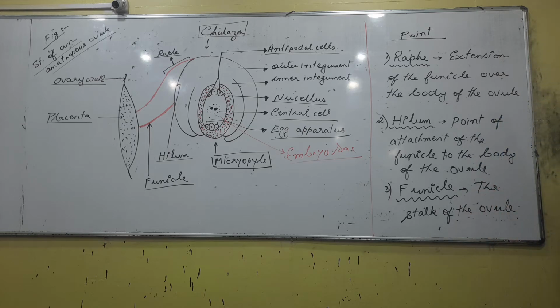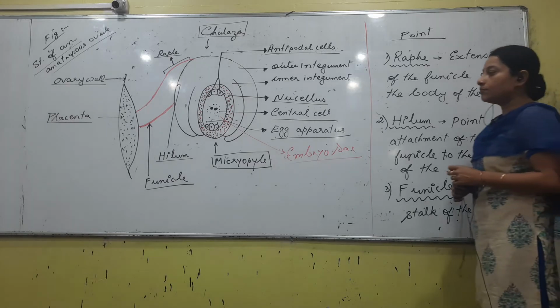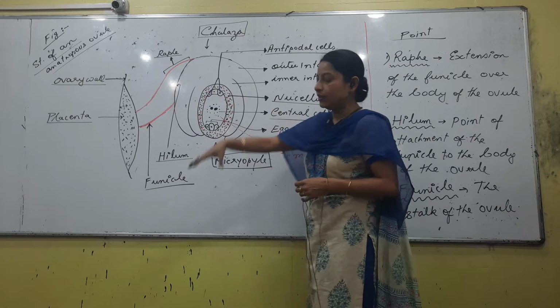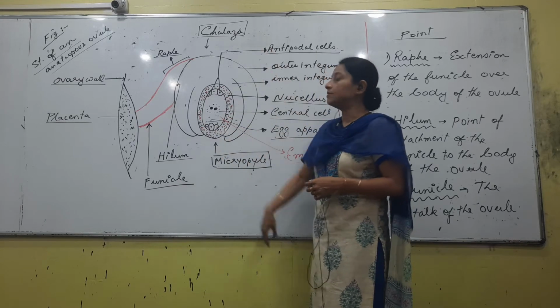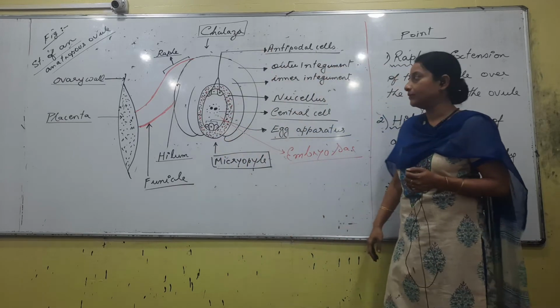So, if you are talking about an ovule, generally we draw the diagram of anatropous ovule because that is the most common condition that we see in case of angiosperms, right. In an anatropous ovule, the position of the micropyle will be facing towards the ground. So, it is here. The side opposite to the micropyle is called chalaza, right.